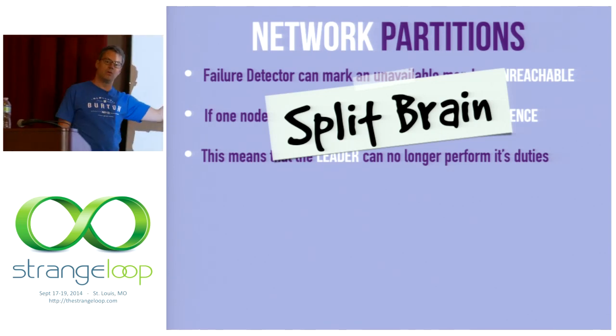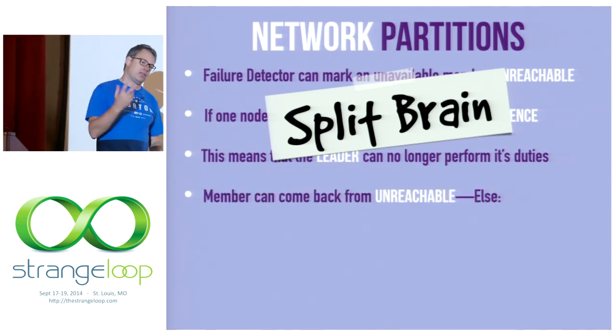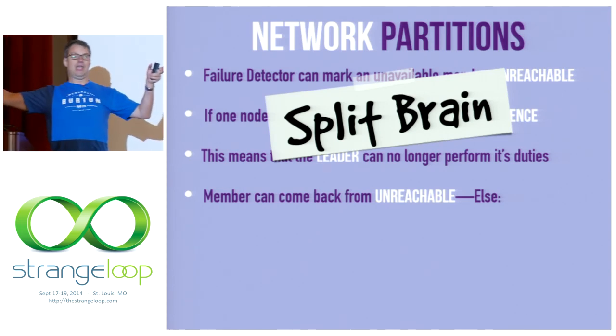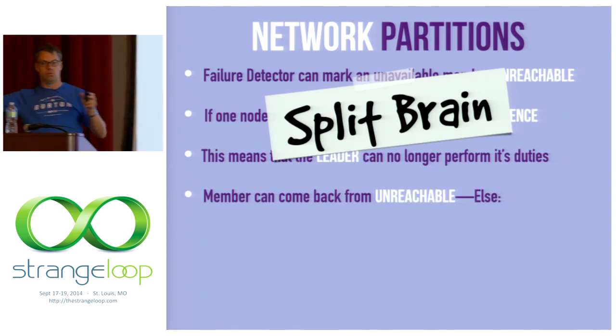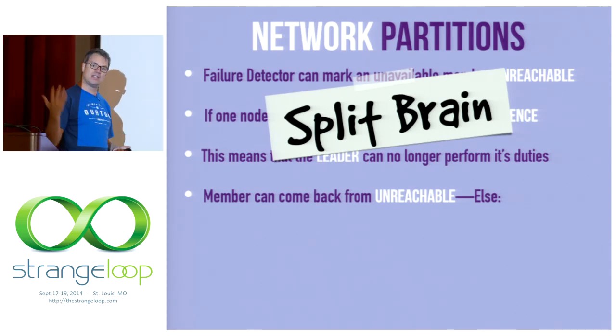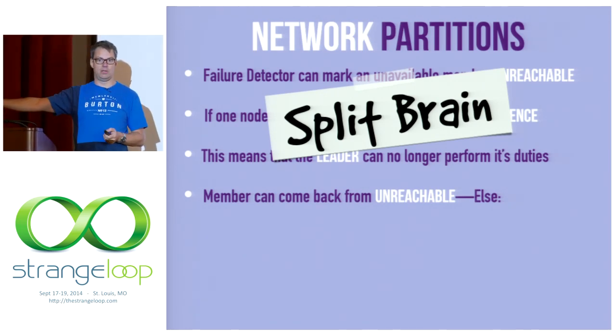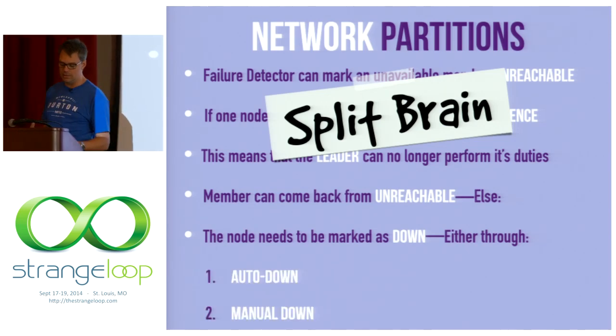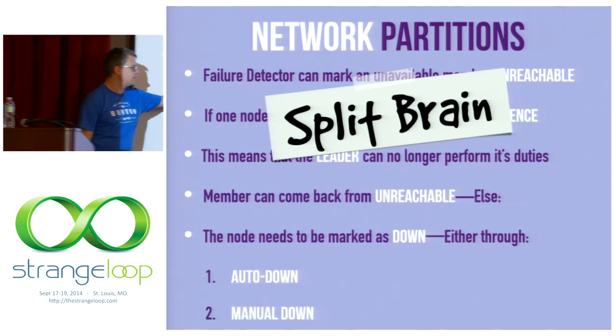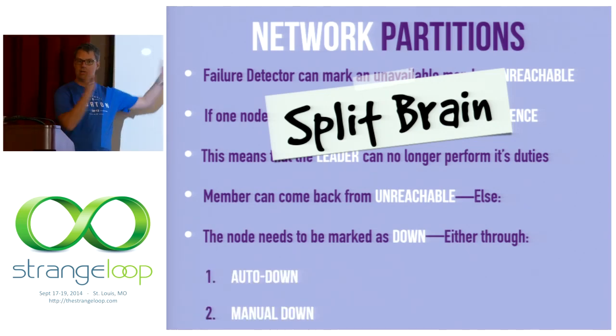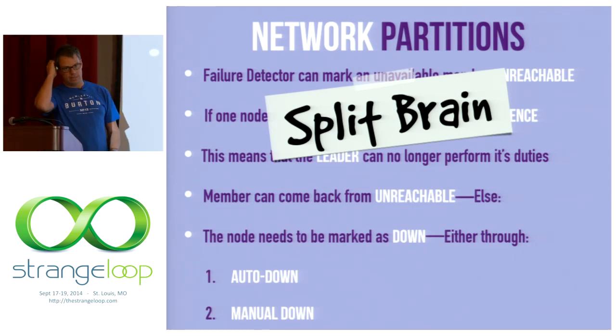There's really only one way out of that. I mean, two ways. Either members can, within this timeout, come back from unreachable, out of the quarantine, and then things are fine. But if that doesn't happen, then we need to mark a node as down. And that can either be done by the leader, by auto-downing him, saying you're down and we continue without you, or it's a manual process.